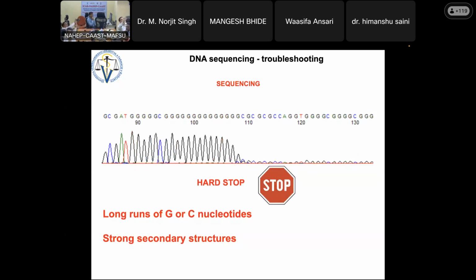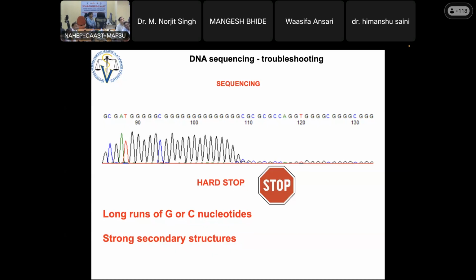Okay, again let's go back to the basics: runs and repeats. This is a classical example of runs, not repeats, but runs. Repeat means AAAT, AAAT, so AAAT is repeating. This is a run. G is a run. So once you have this kind of G sequence in your gene or PCR sequence, the polymerase doesn't know what to do. It stops. This happens in cycle sequencing.